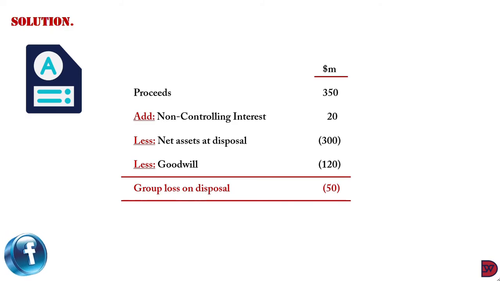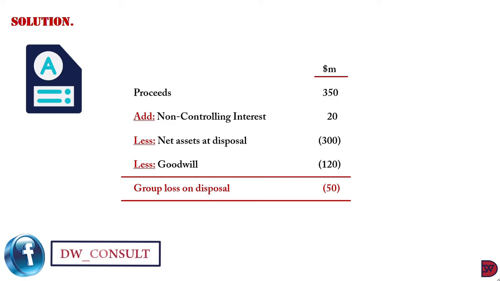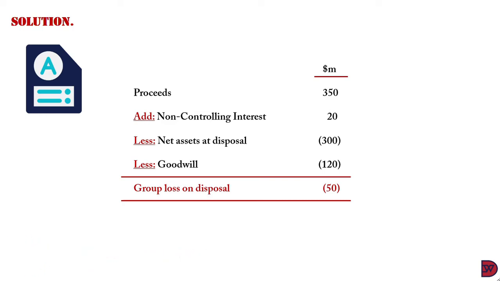Now, the revenue and cost of Lolly is to be consolidated only up to 30th June 2020. So you can visit our lecture on mid-year acquisition for the consolidated statement of profit or loss to know how to go about it.